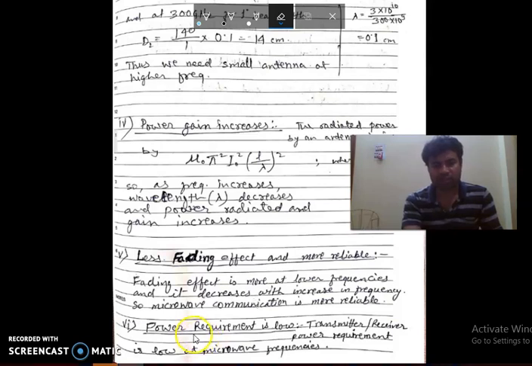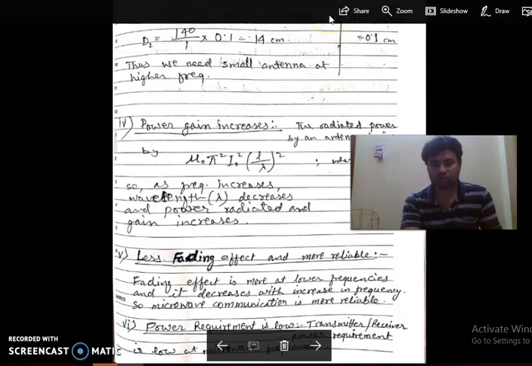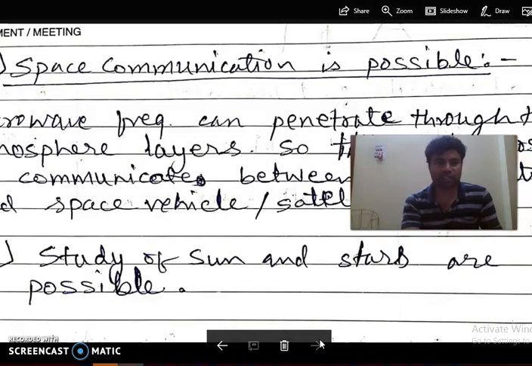The next advantage is that power requirement is low. Transmitter or receiver power required is low at microwave frequencies. So with the increase of frequency, less power is required to transmit a signal.